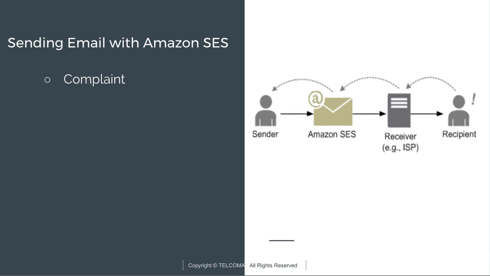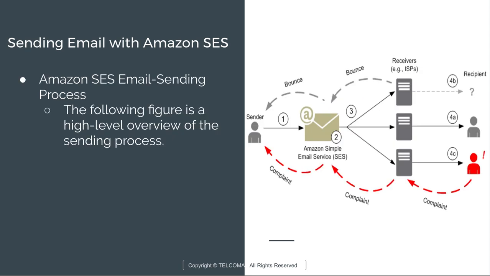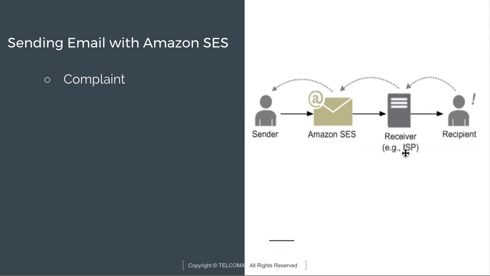Then we have a complaint. This recipient has marked a complaint. As we have shown in our diagram with the red color user, this user had marked a complaint message. If it marks a complaint, the message will be returned to the receiver, from the receiver to Amazon SES, and back to the sender. We call it a complaint.